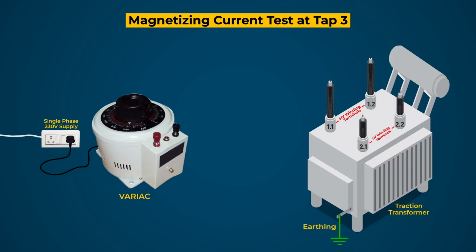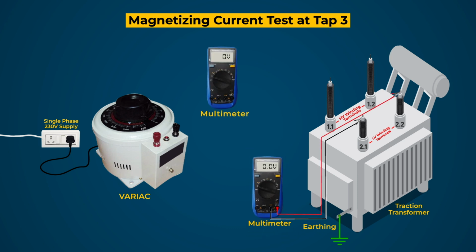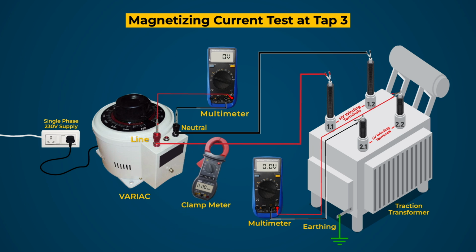For this test, transformer should be at normal tap position and keep the LV winding open circuited. Now connect the variac, voltmeter or multimeter at HV and LV windings respectively and connect a clamp meter or ammeter in HV winding. After that, check all the connections and switch on the single-phase 230-volt AC supply. Finally, setup is ready to perform the test.